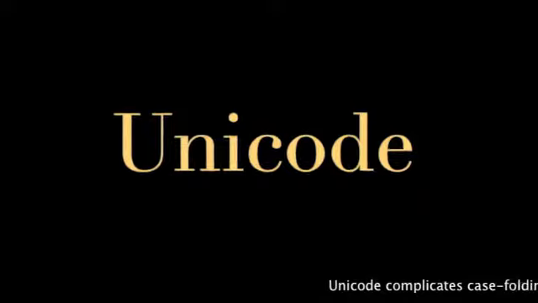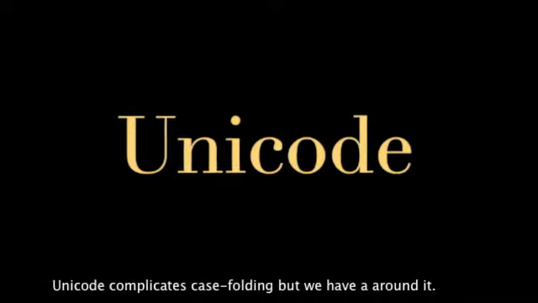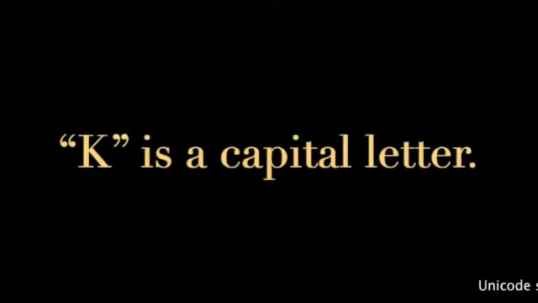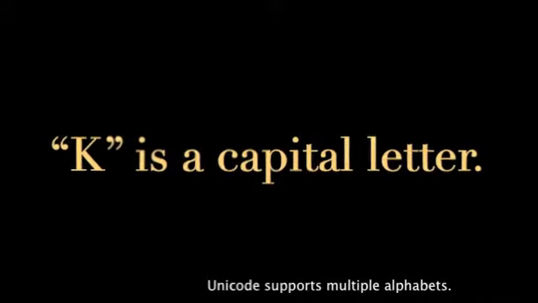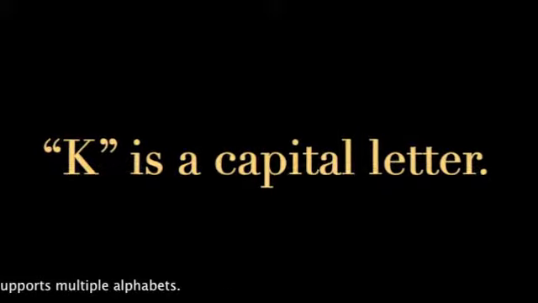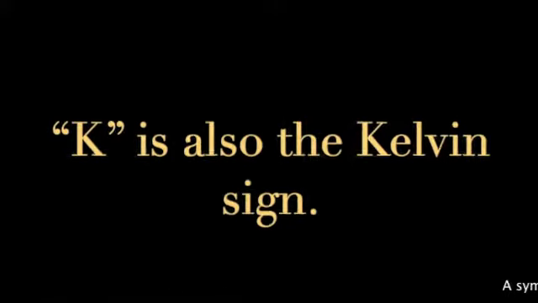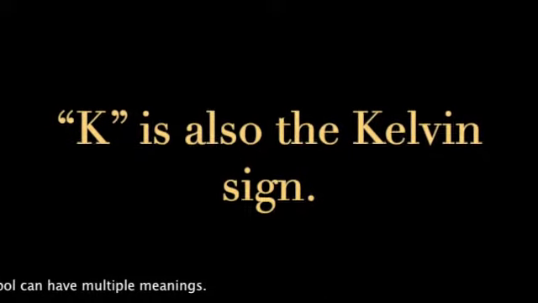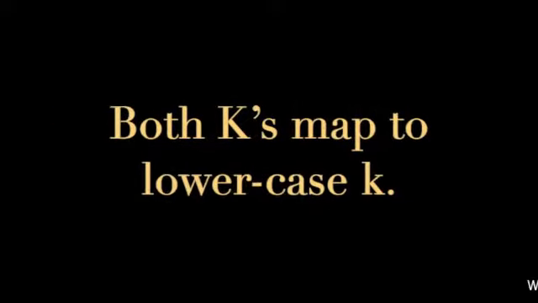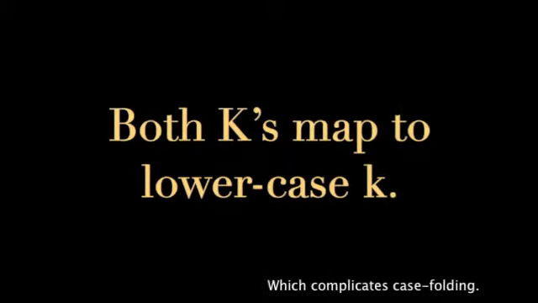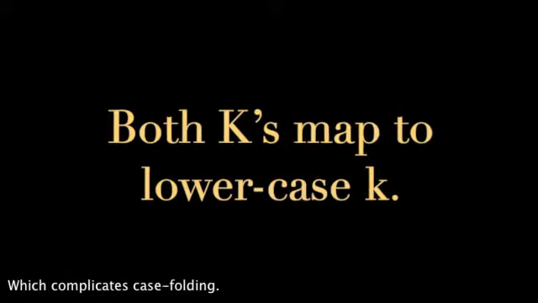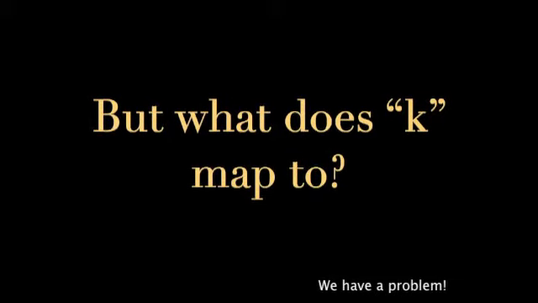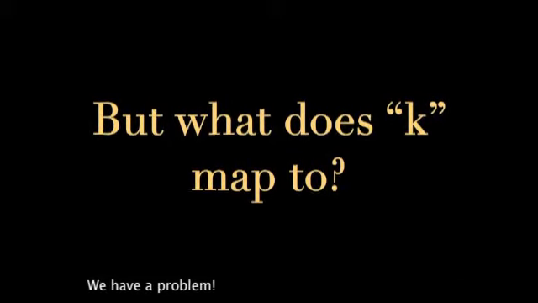Let's look at Unicode and a way around this problem. Unicode's complexity comes from its support of multiple alphabets. For instance, sometimes a capital K is really the Kelvin sign. Capital K and the Kelvin sign both map to a lowercase k. However, the lowercase k doesn't know what to map to.